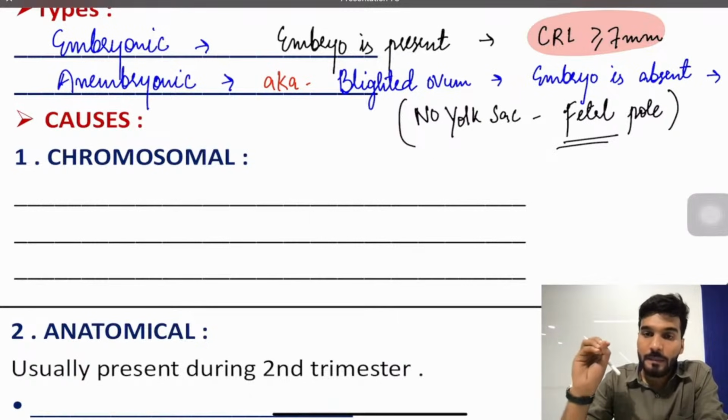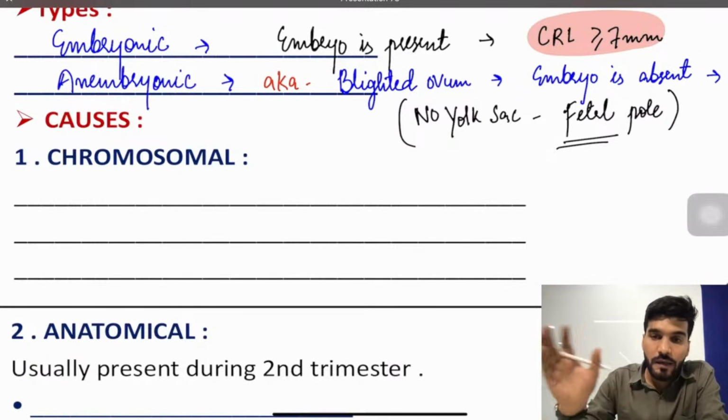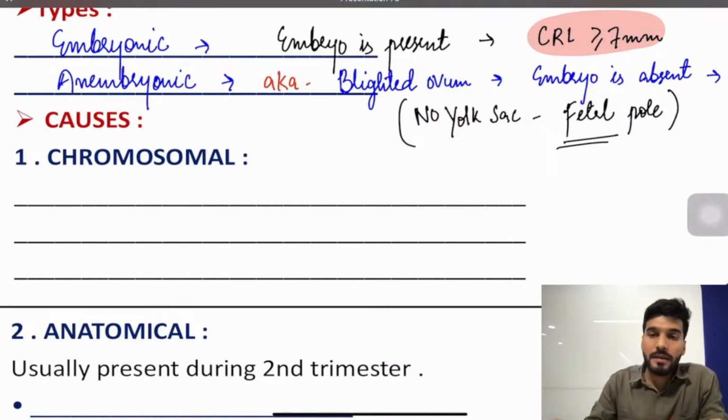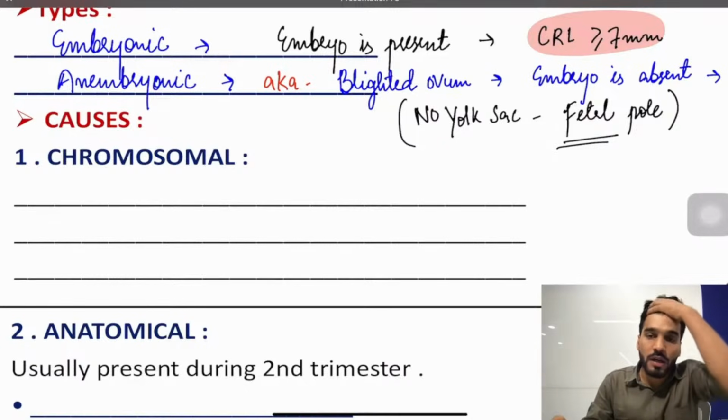The second thing is early pregnancy loss: if it happens before 12 weeks, less than 12 weeks, we call it early pregnancy loss when the crown rump length is 5 mm. Clear to everyone? Yes. Now talking about a chromosomal cause.